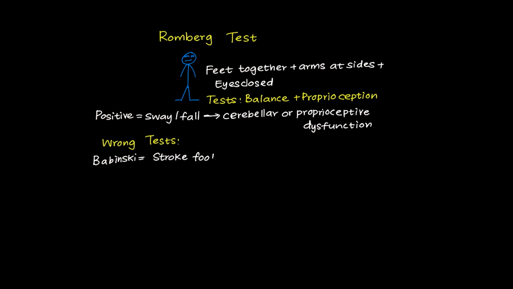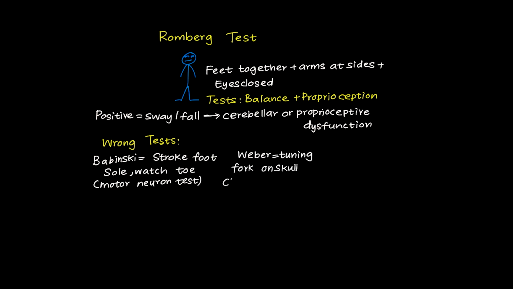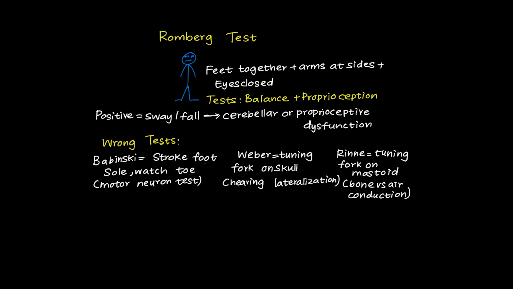The Weber test uses a tuning fork placed on the top of the skull to check if hearing lateralizes to one side. An auditory test. The Rinne test compares bone conduction versus air conduction by placing a tuning fork on the mastoid bone and then near the ear. Also hearing, not balance.